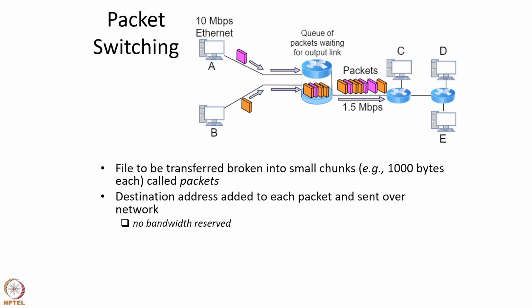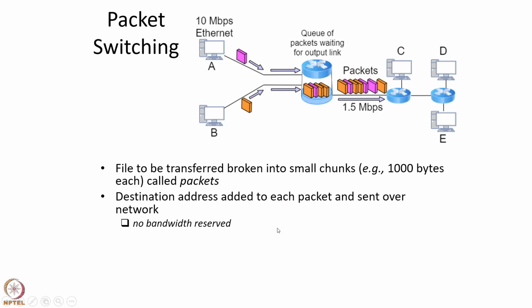There are different reasons for breaking a file into small chunks. So for example, it can be shown that the transfer is faster when the file is broken into chunks as opposed to sending the entire file in one go. There are multiple reasons for breaking a file into chunks, which we won't go into. The file is broken into chunks. So these packets are shown here.